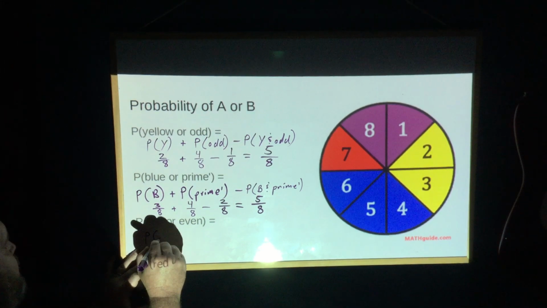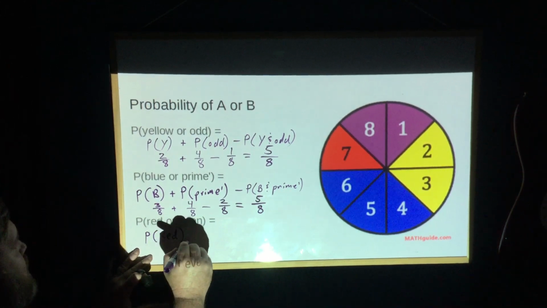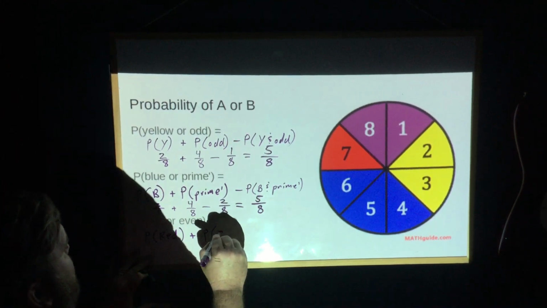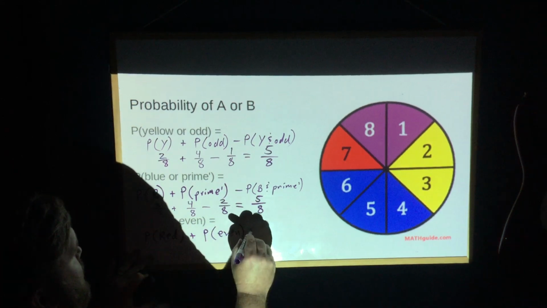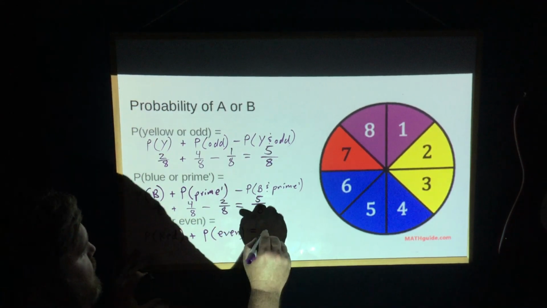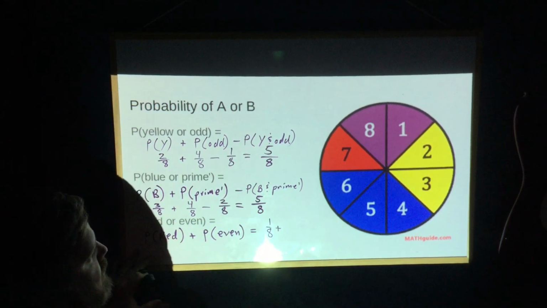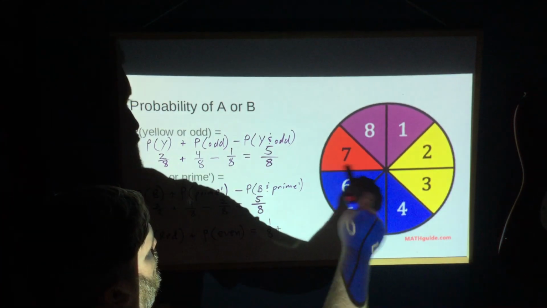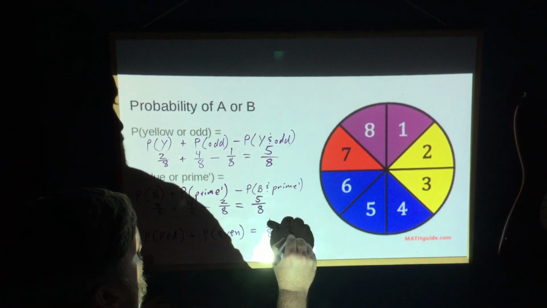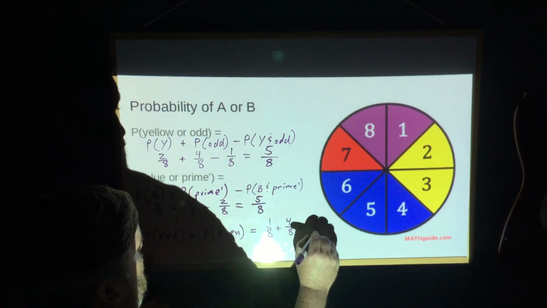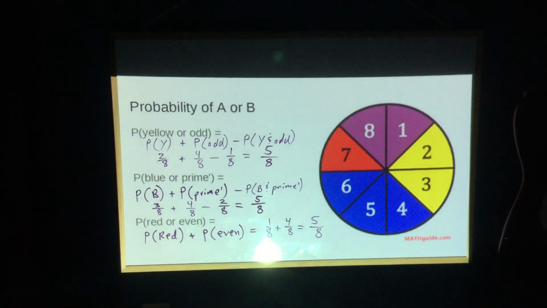So the probability of red plus the probability of even. Probability of red is 1 out of 8. The probability of even is 1, 2, 3, 4 out of 8. So again, we get the probability of 5/8. We got it all 3 times on that one, which is kind of weird.